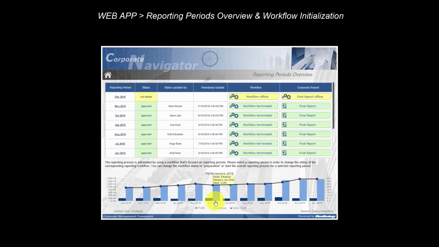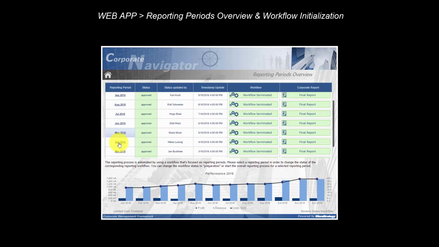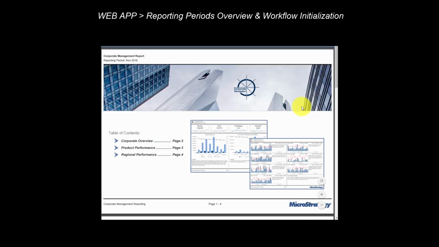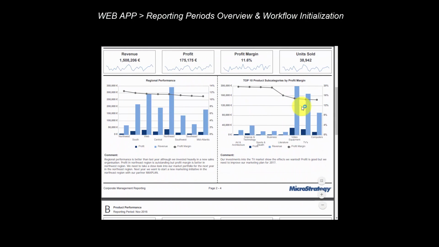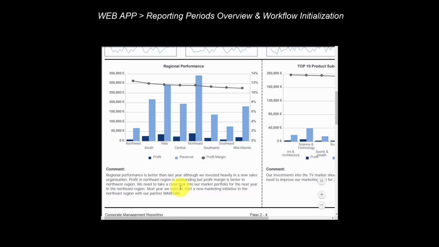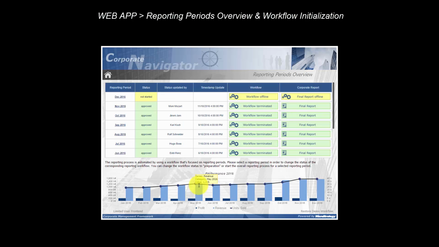It's the reporting period overview dashboard, and this dashboard is integrated in the overall solution framework. The dashboard lists all reporting periods and their workflow status in combination with the final workflow approver and approval timestamp. The menu is dynamic and leads to the final report preview on the one hand, or the workflow monitor that is related to the selected reporting period on the other hand.